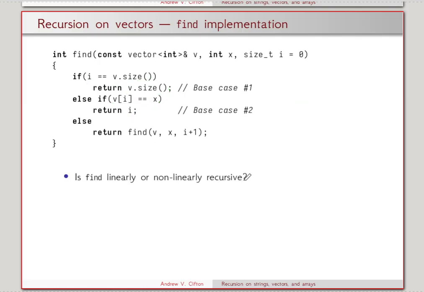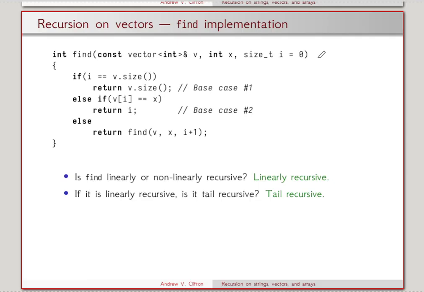Right. So is this linearly or non-linearly recursive? There's only one recursive call here, so this had better be linearly recursive. And then if it's linearly recursive, is it tail recursive? Well, nothing happens between the recursive call and the return, so this is tail recursive. You can kind of see that in the previous slide. Whatever answer we get, we just pass it up unchanged. So this one is, in fact, tail recursive and linearly recursive.